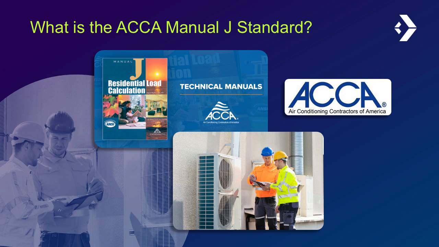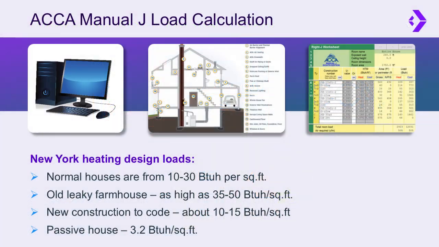Here's the short version of how Manual J gets you the right equipment size. You enter all the home's details, the insulation, windows, leakage, climate, and layout. Then the software crunches the numbers, and you get two key results, the heating and cooling loads. The ACCA Manual J is the industry standard for performing load calculations. It provides guidelines for estimating heating design loads based on building type and construction quality.